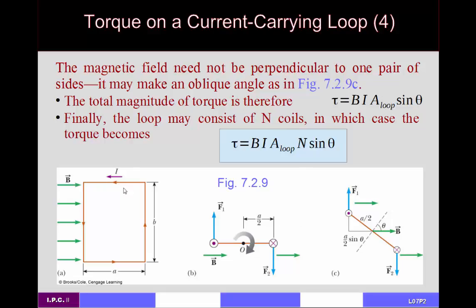Now, finally, this loop of wire might actually be more like a coil with several turns. So if there are N turns in this coil, then the torque is given by magnetic field strength times current times area enclosed by the loop times the number of turns or number of loops in the total coil of wire times the sine of the angle between them.